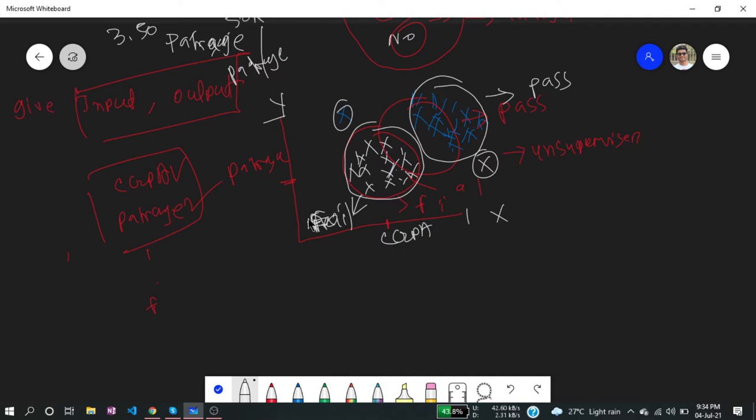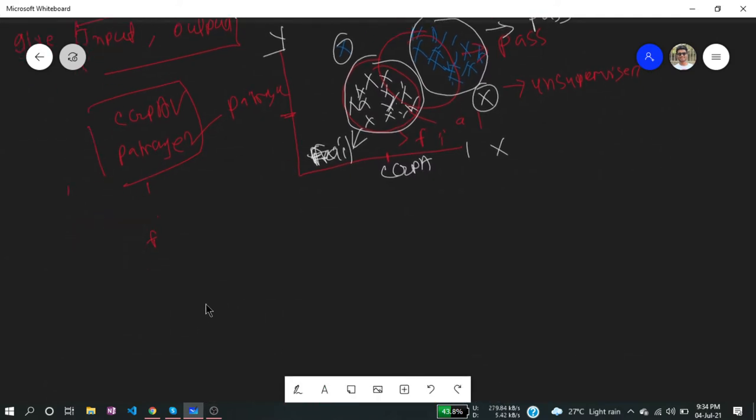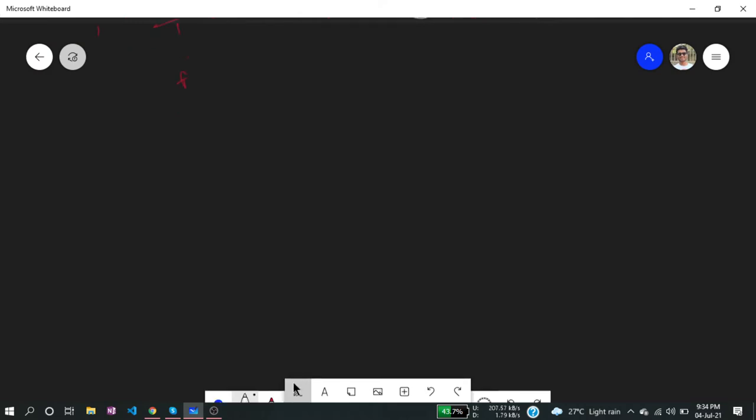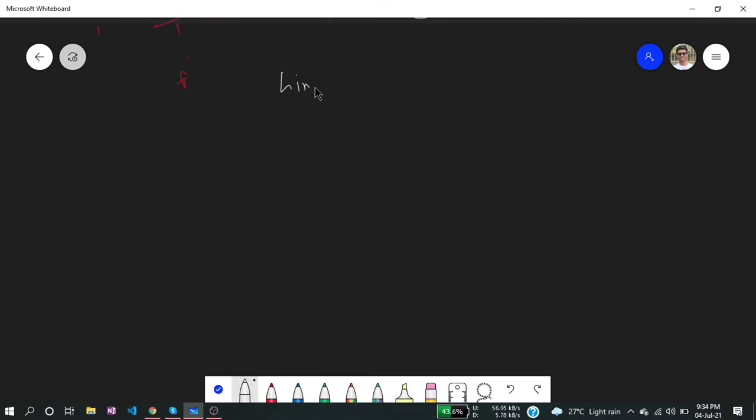Okay, so in clustering technique you are supposed to solve these kinds of problems. Okay, clear? Yes. Okay, so now let's discuss linear regression. Linear regression is an algorithm. But before that, correct me if I'm wrong.